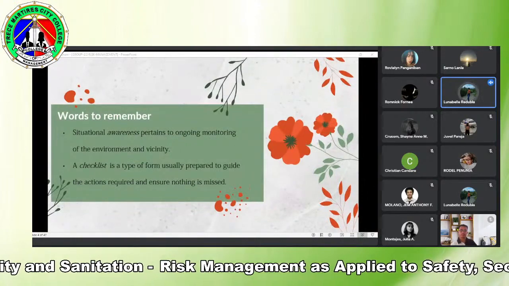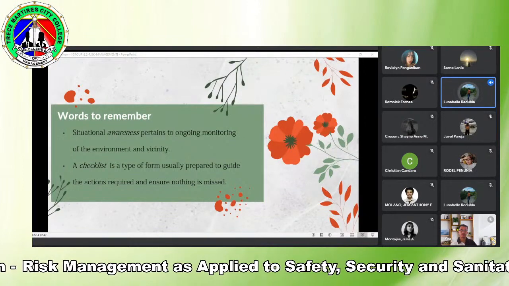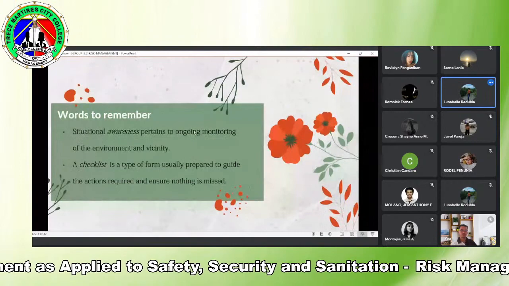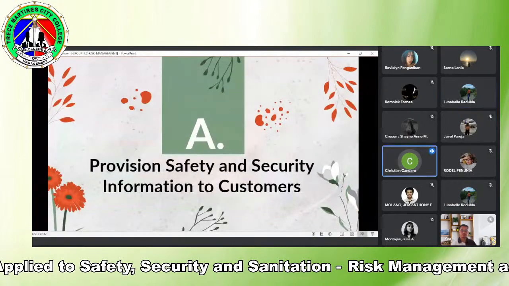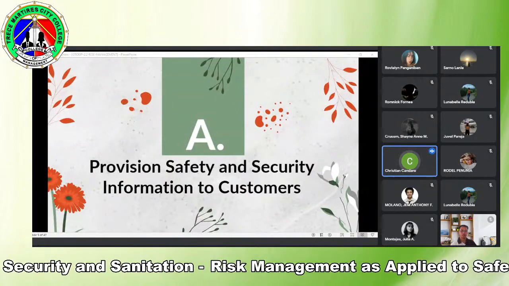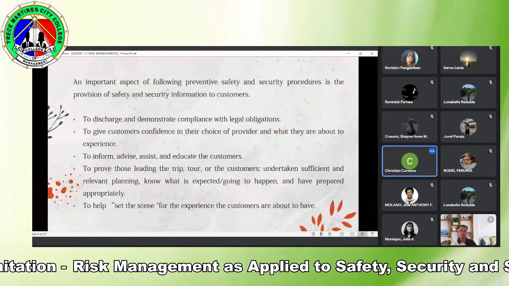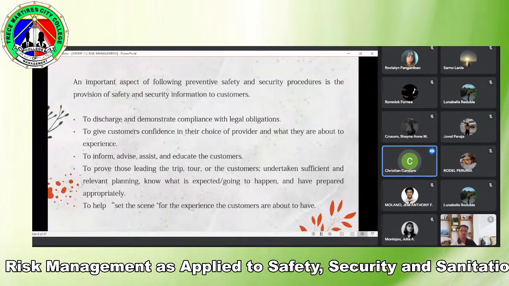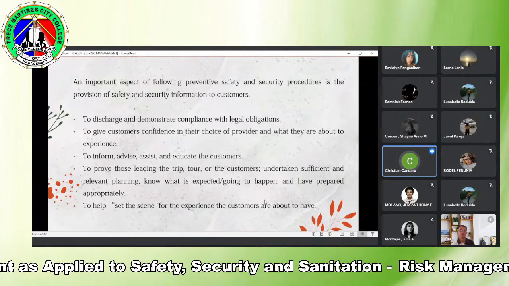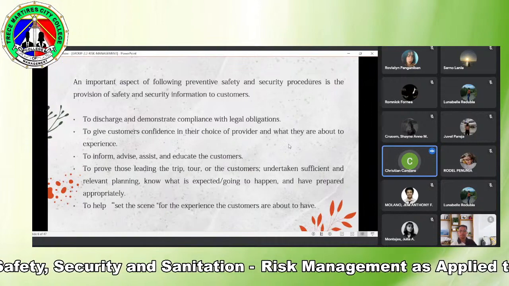Now, let's move on to the provision of safety and security information to customers, to be reported by Mr. Kandare. Good afternoon po. Provision of safety and security information to customers. An important aspect of following preventive safety and security procedures is the provision of safety and security information to customers.